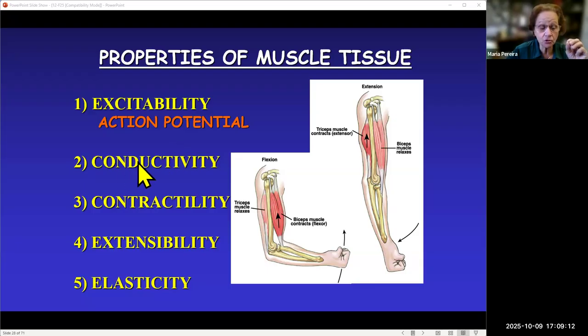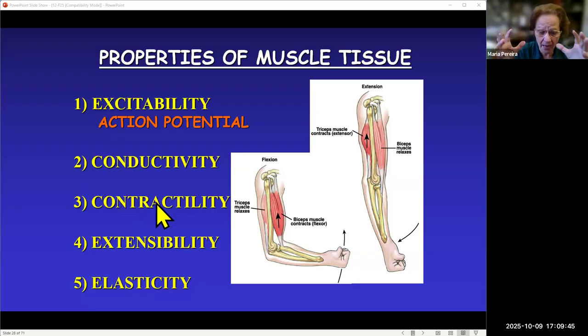Now, they are also able to conduct that signal. So this action potential that is generated at point A can be conducted to point B, to point C, to point D, and so on. And that's what's meant by conductivity. This is also shared with the neurons in the body. So both muscle fibers and neurons are excitable and they can conduct the signal to other points in the body.